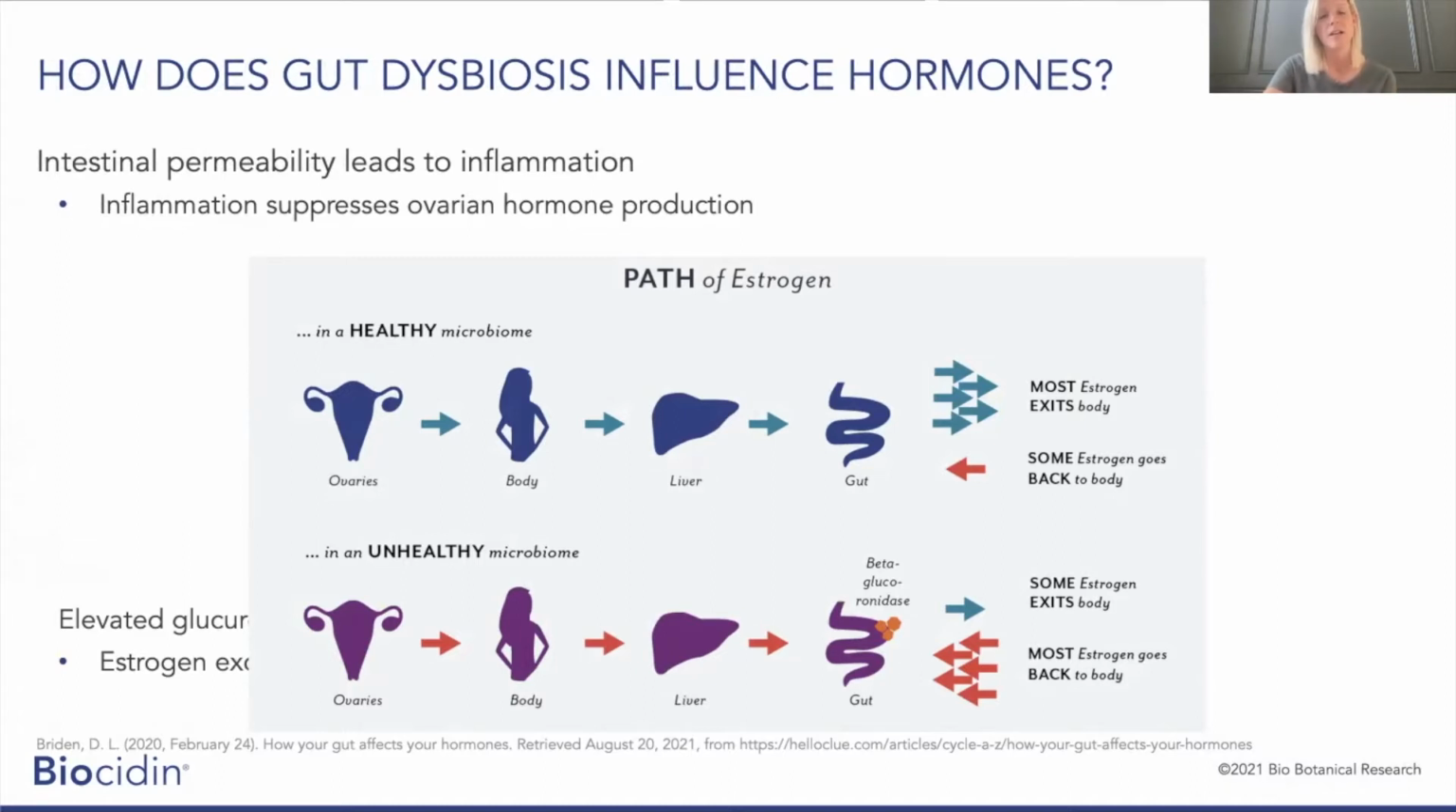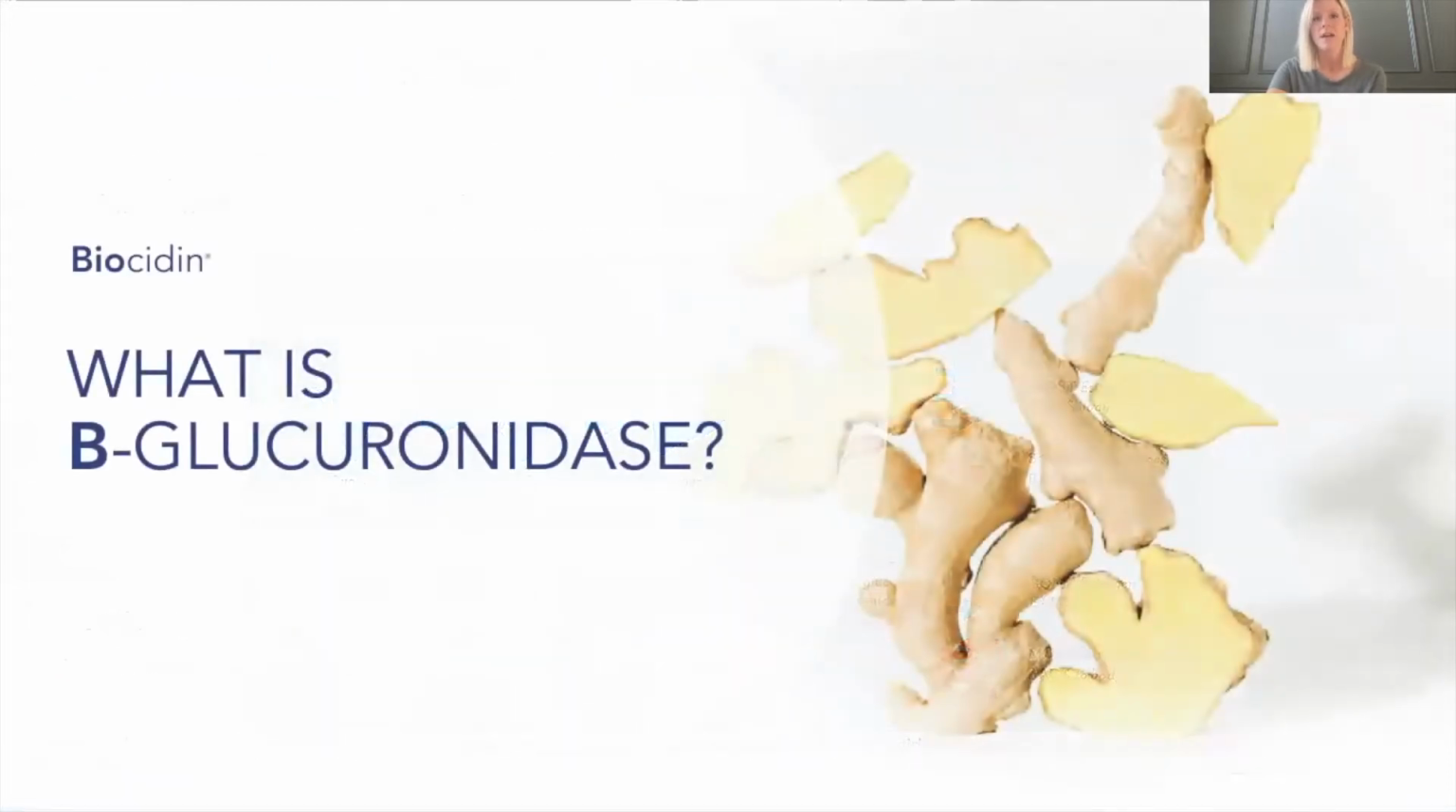In an unhealthy microbiome, we have the ovaries, the body, and then the estrogen to the liver and then to the gut, but this beta glucuronidase inhibits that estrogen elimination. So most of the estrogen goes back into the body, creating an estrogen dominance-like picture. And I think I'll talk more about phase 1, 2, and 3 real quickly here, because this goes really hand in hand with beta glucuronidase.